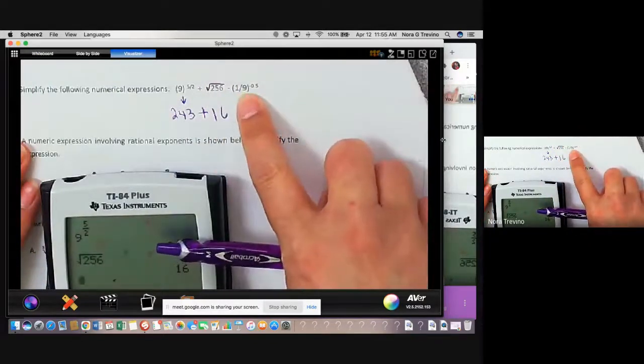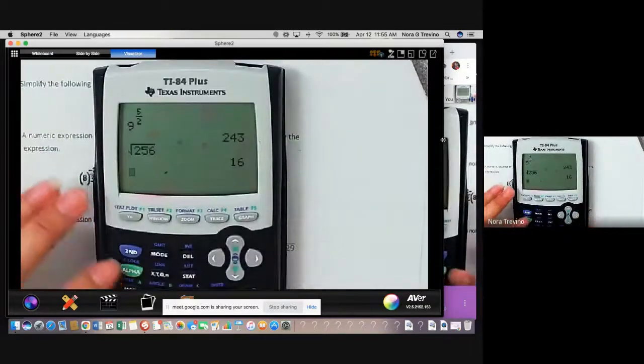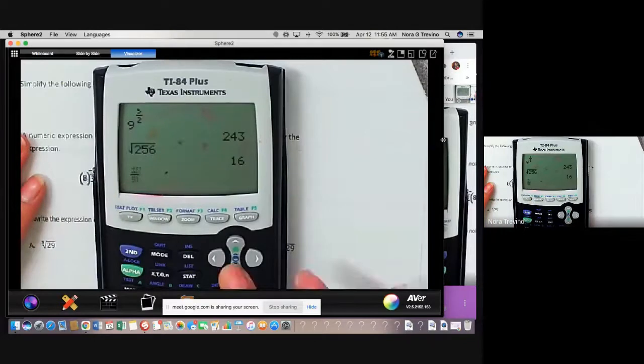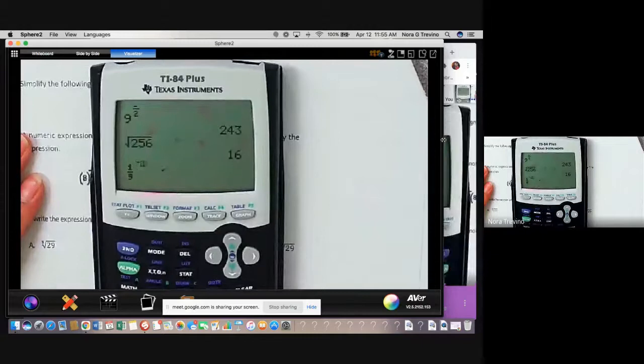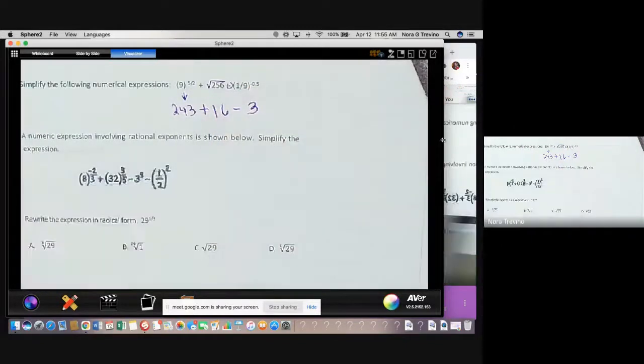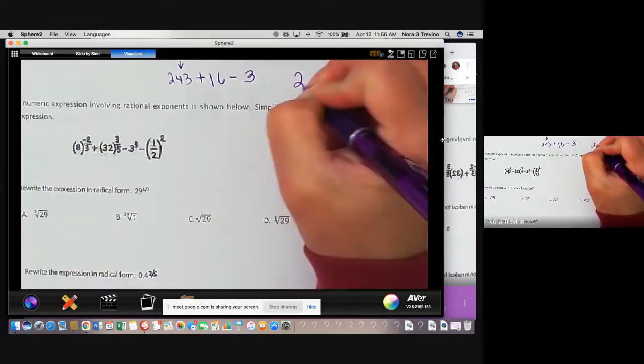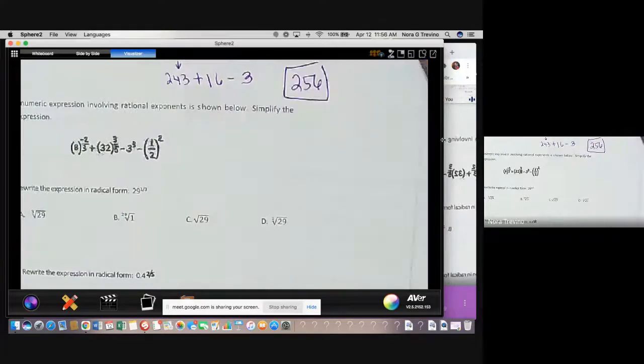And then 1/9 raised to the negative 0.5. So alpha y equals enter, 1/9 raised to the negative 0.5. And that's 3. And it says minus. So there you go. So now I'm just going to type that in. 243 plus 16 minus 3. 256. So don't make it more complicated than it is, okay? You're just plugging it into your calculator. That's it.